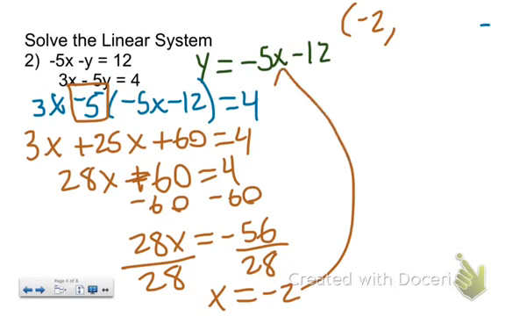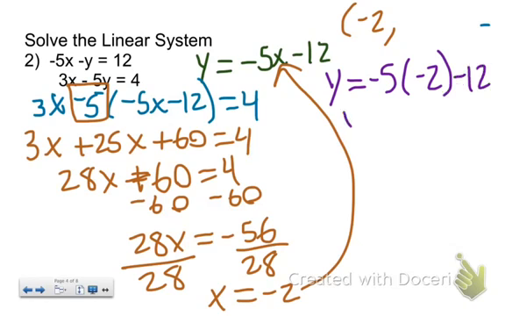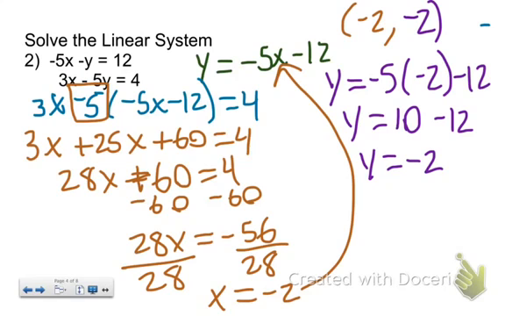So I'm going to go back to where I isolated y, because that's going to make it easier. And y equals negative 5 times negative 2 minus 12. So y equals negative 5 times negative 2 is 10 minus 12. y equals negative 2. So my solution is the ordered pair negative 2, negative 2. Or in other words, if I were to graph both of these equations, they would intersect at negative 2, negative 2. Don't forget, you can always check these solutions too. So if you plug them back into both equations, they should make both true.